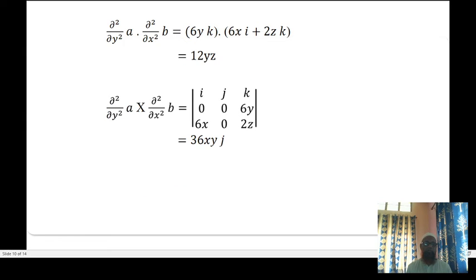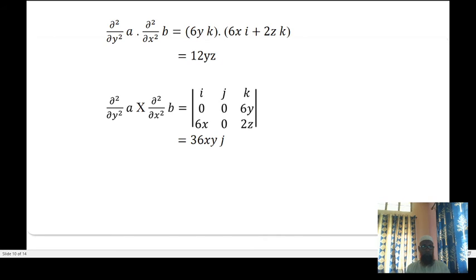Now ∂²/∂y² of a dot ∂²/∂x² of b is equal to 6y k dot (6x i plus 2z k). By the definition of a dot b, it is 0 into 6x, 0, and for k, 6y into 2z, so 12yz.